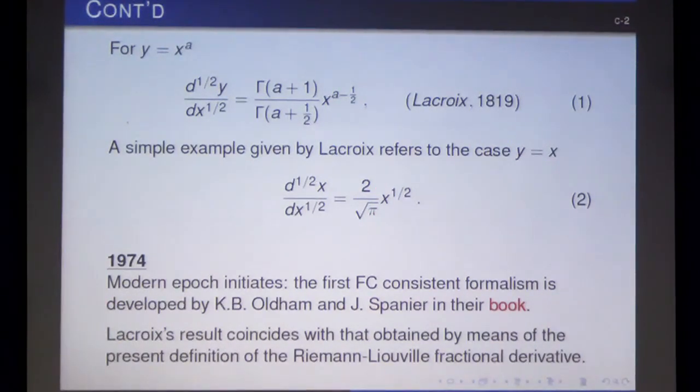The modern period can be considered to be initiated with the book of Oldham and Spanier in 1974, at least according to a historical review made by Ross. This timeline is not mine. I'm just presenting it to you from the review of Ross.